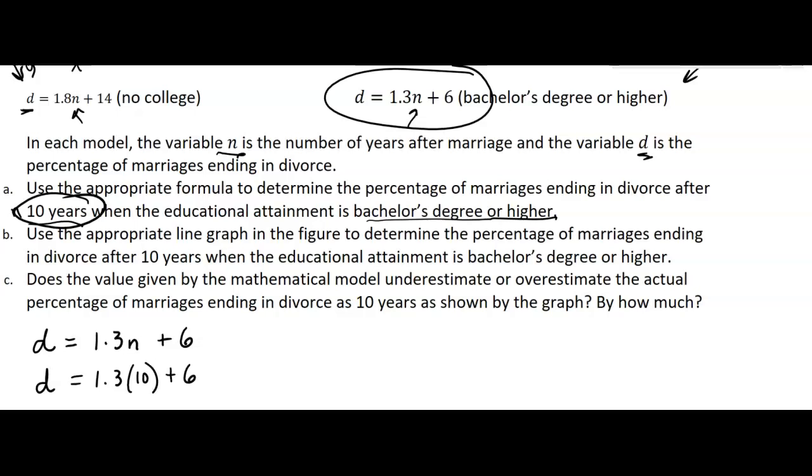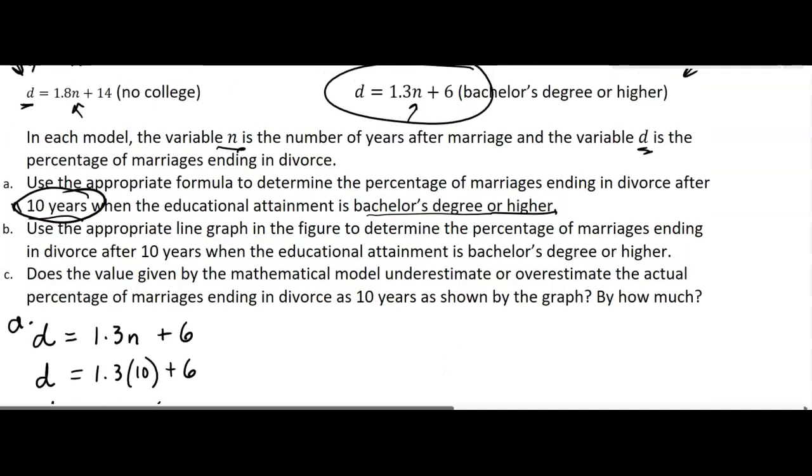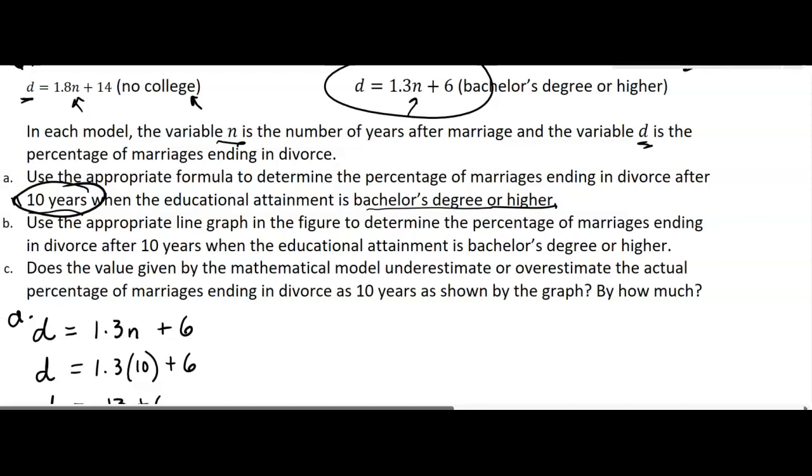Then we have to do a little bit of calculating here. Pull out a calculator or something. It's going to be 13 plus 6, which is going to be 19. So according to the model, according to the formula, after 10 years of marriage, if they have a bachelor's degree or higher, 19% of the marriages are ending in divorce. That's what part A is talking about, using the formula. Now, why didn't I use the other formula? Because we weren't in the no college situation. They could have written the problem that way, but they didn't. They just wanted to know bachelor's degree or higher.